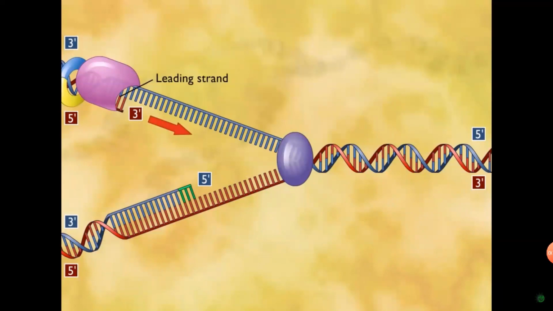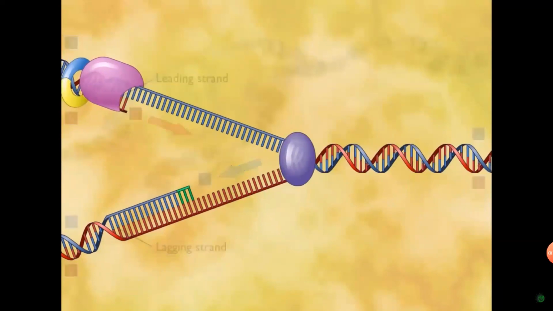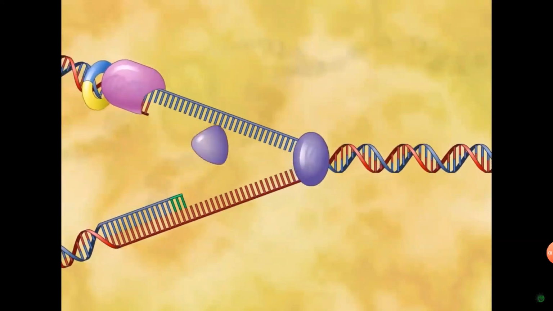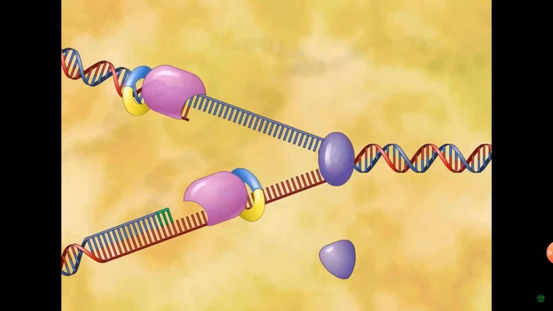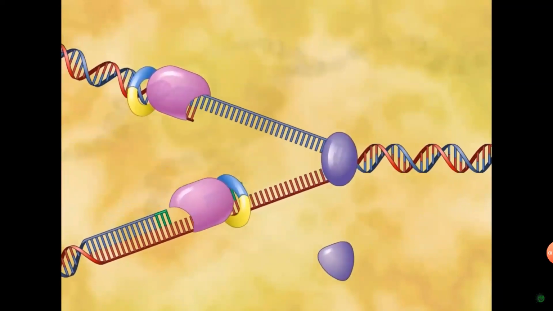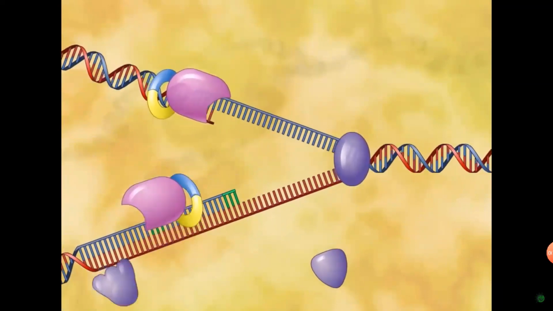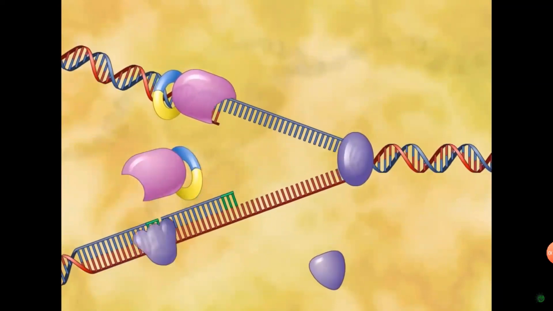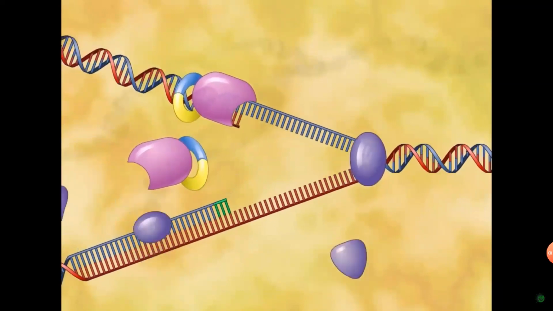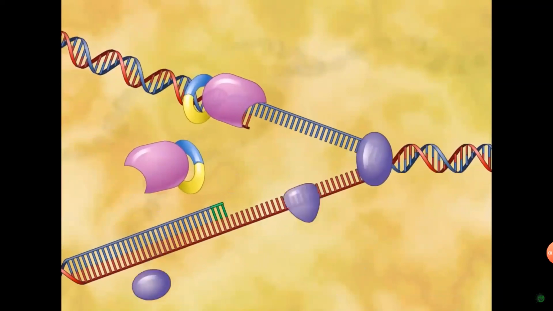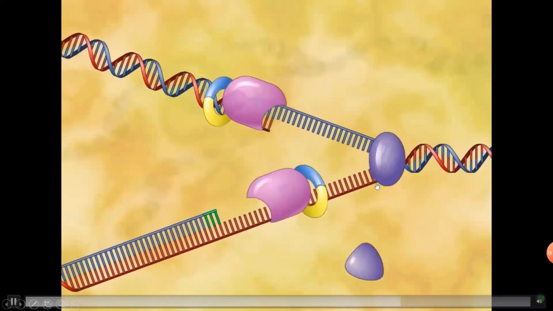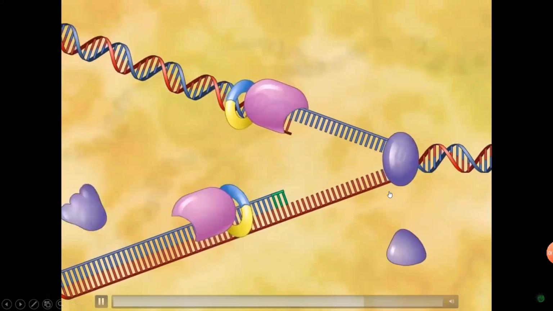In contrast, the lagging strand, which elongates away from the replication fork, is synthesized discontinuously as a series of short segments called Okazaki fragments. When DNA polymerase 3 reaches the RNA primer on the lagging strand, it is replaced by DNA polymerase 1, which removes the RNA and replaces it with DNA. DNA ligase then attaches and forms phosphodiester bonds. The DNA is further along, a new primer is laid down, and DNA polymerase 3 jumps ahead and begins synthesizing another Okazaki fragment.